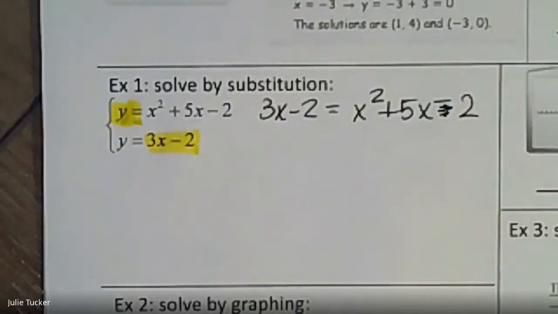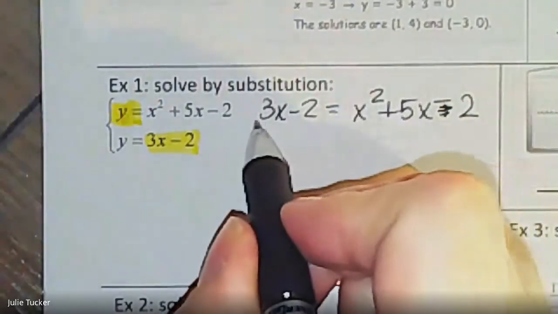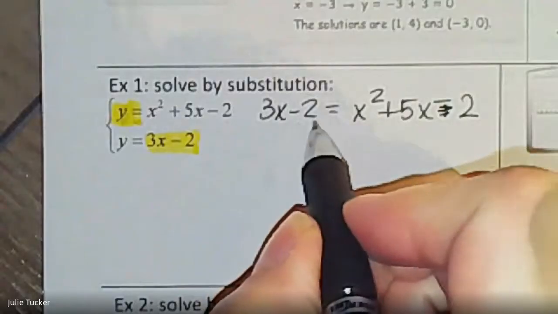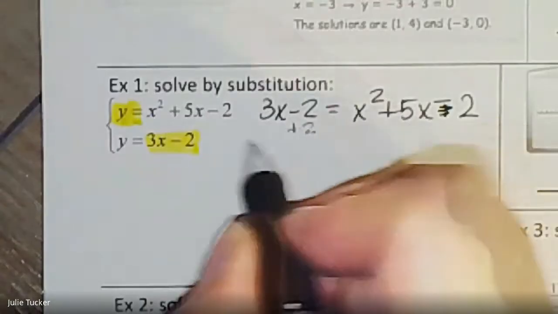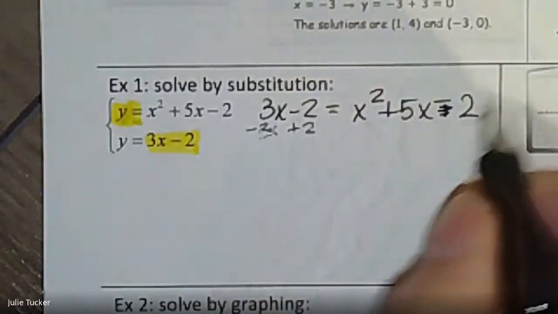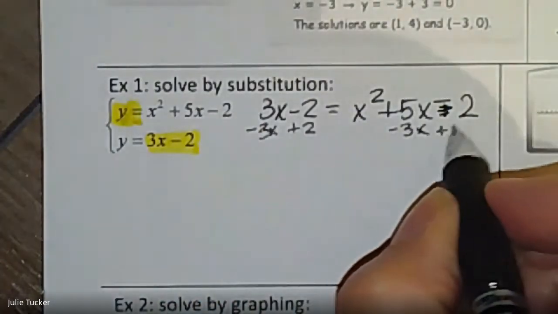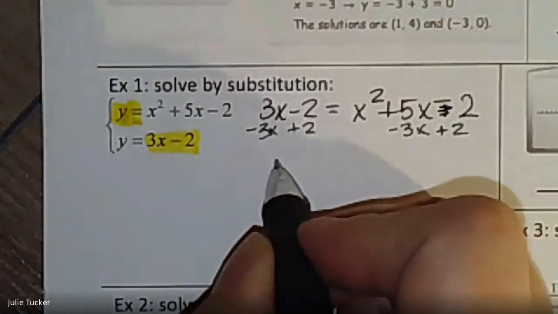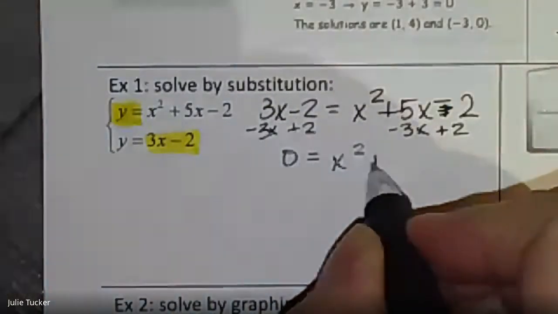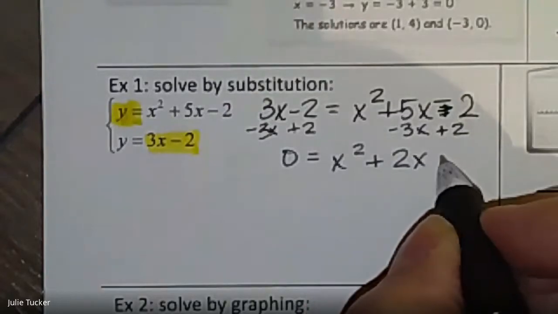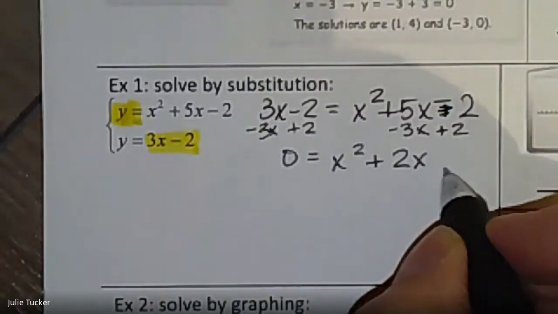Yeah. And then we would need to get everything on the same side of the equation to solve it. So if I bring both of these over, I'm going to have to change their signs when I bring them over. So this is negative. Yep. Add this and subtract that. So that gives me 0 equals x squared plus 2x. And then that's plus 0, right?